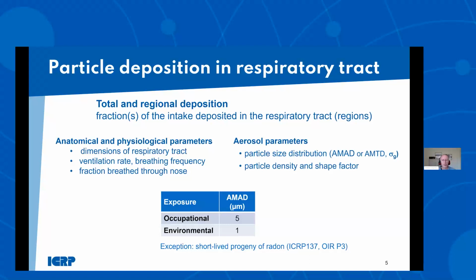So the deposition model depends on some parameters, anatomical and physiological, which are age-dependent, and on parameters which define the inhaled aerosol, like particle size distribution. Default values for the particle sizes defined as the activity median aerodynamic diameter are the same as before. It's 5 micrometers for the workers and 1 micrometer for the members of the public. The only exception to these default values are for the inhalation of aerosols of the short-lived progeny of radon, short-lived nuclides of polonium, lead, and bismuth. And this is described in part 3 of the OIR.